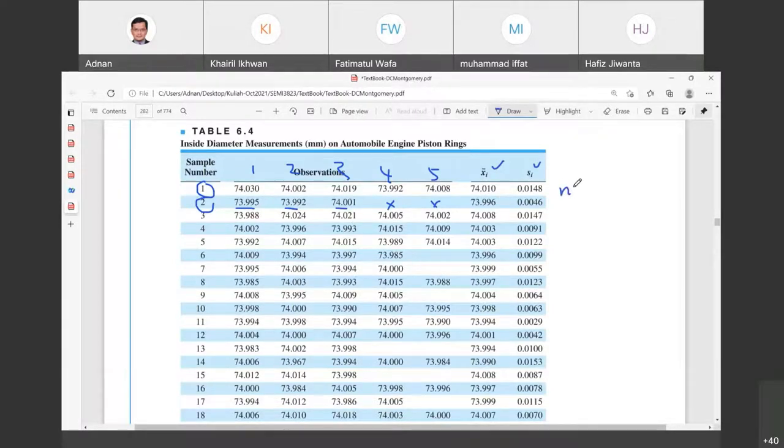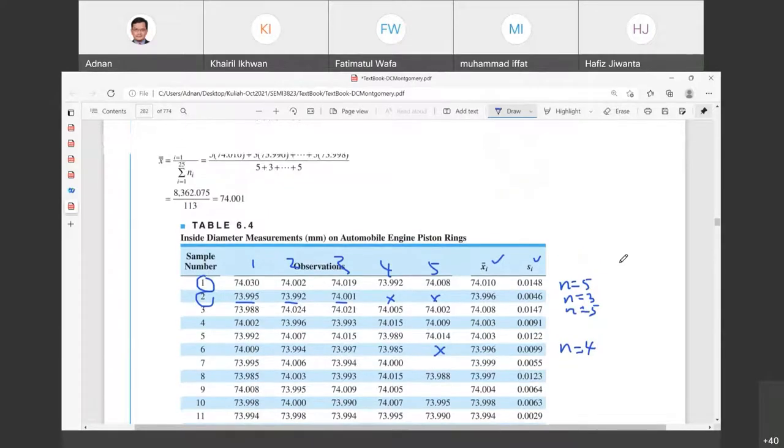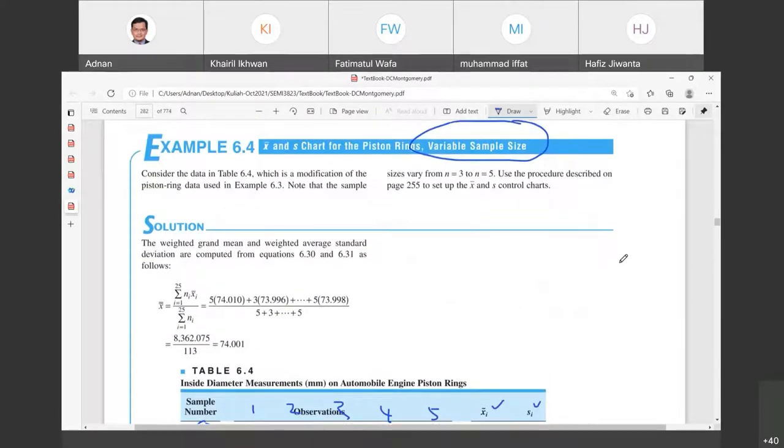This is n equal to 5. In this case, n equal to 3. The next one is again n equal to 5. If you go to this one, you don't have this number here, so this one, n equal to 4. How do we handle this case where the sample size is not constant? This is what example 6.4 is trying to show.